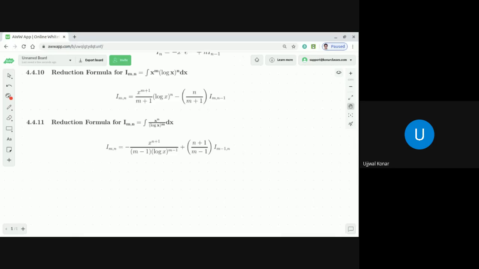Here again you see n is fixed, but m is getting reduced by 1. That is, the power of log x is getting reduced by 1. After a few iterations, the number of iterations depends on the value of m, you will find the log x power 0, and eventually we will end up with the integration of x to the power n dx, which you know very well. It is x to the power n plus 1 by n plus 1, correct or not? Yeah.